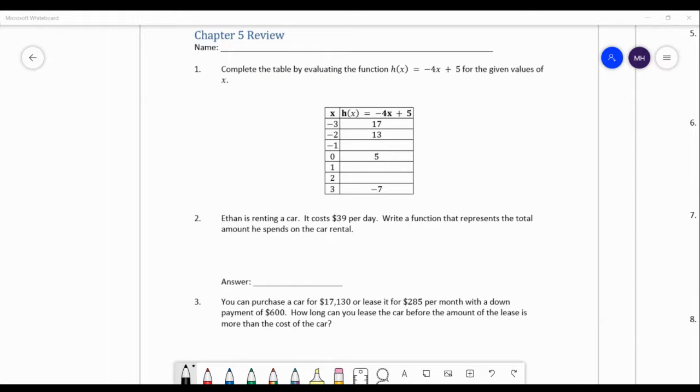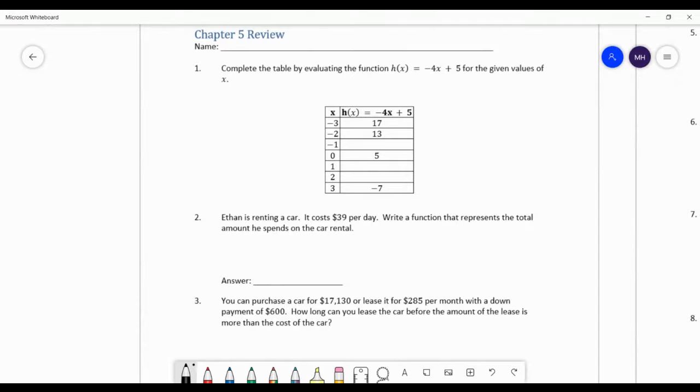Okay, guys, we're going to take some time to go over your Chapter 5 review. So I'm just going to kind of talk aloud as I work through these problems, and hopefully that will help you with any questions that you may have on this.